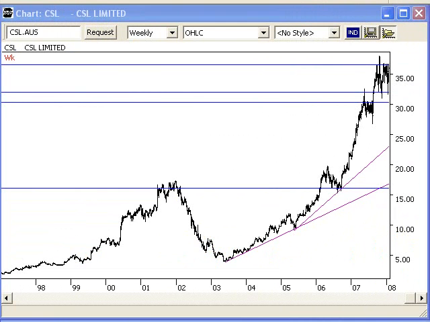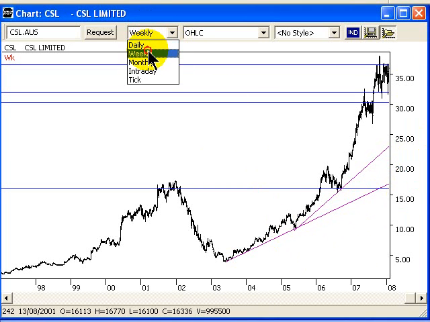Today we're going to view CSL. CSL is one of the top traded stocks on the Australian stock market. Now we're looking at a weekly chart. Once again, you can see up here it says weekly.